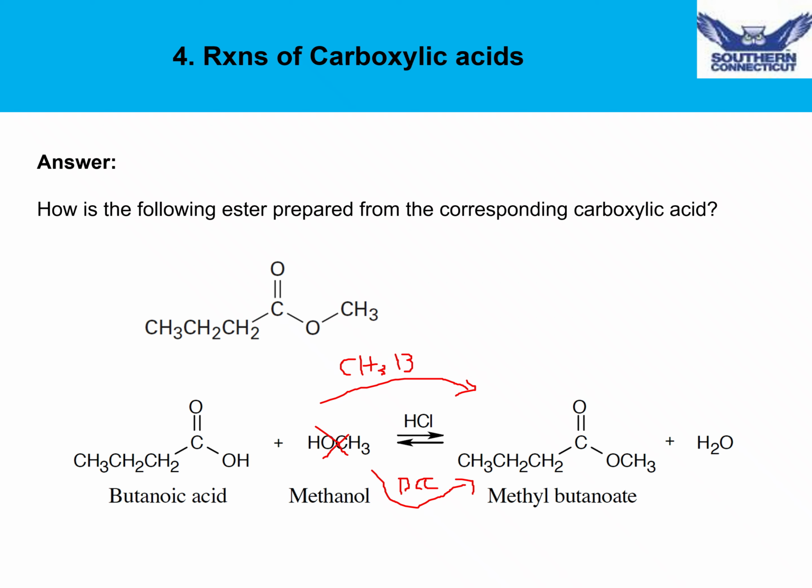We would also use a base, for example, sodium hydroxide. So that would be step 1. And then step 2 would be this methyl bromide, and we could get to that same ester.